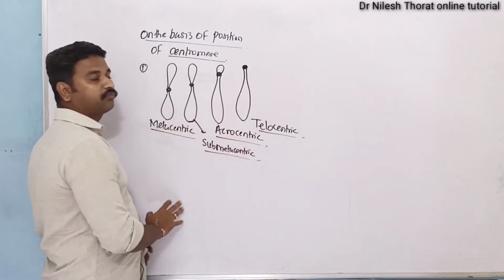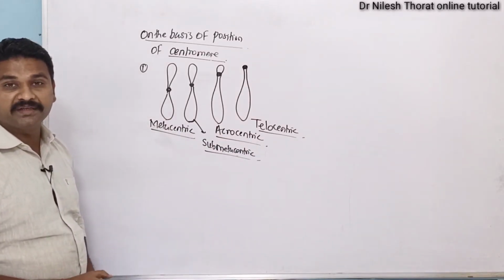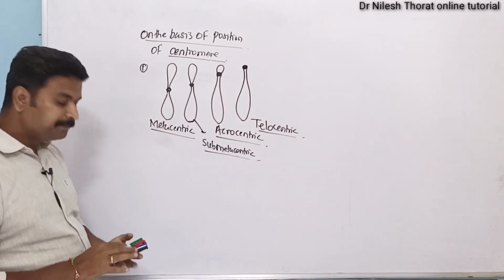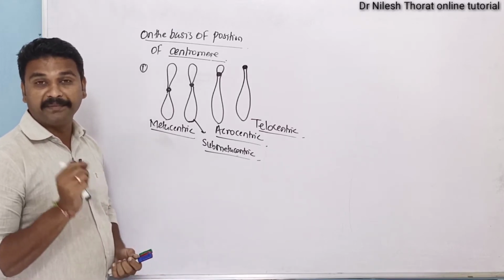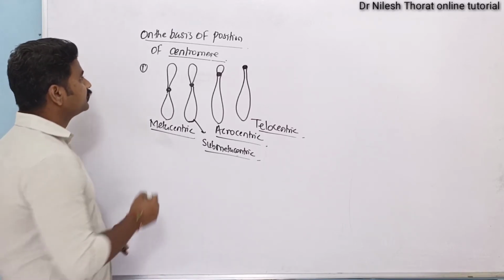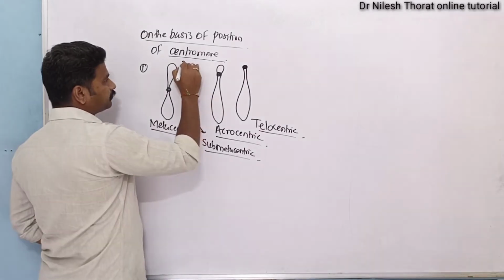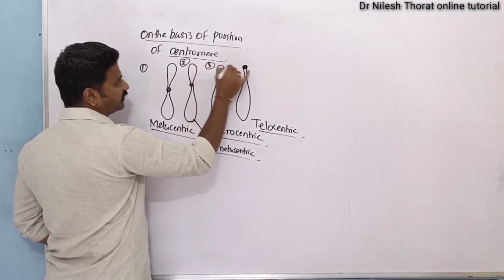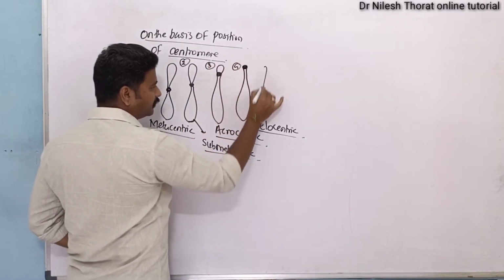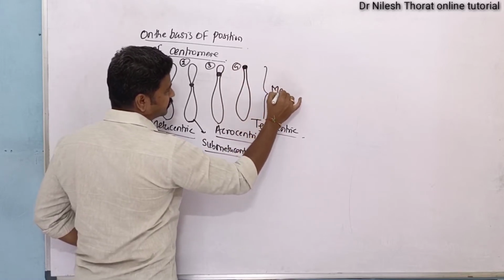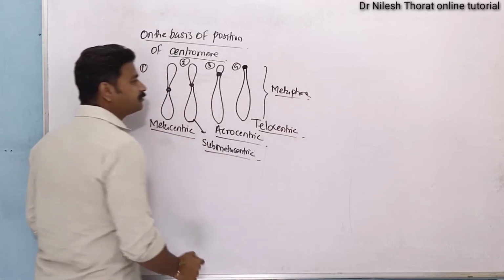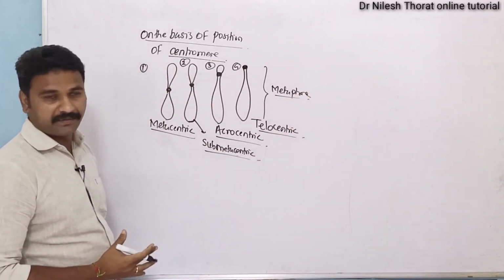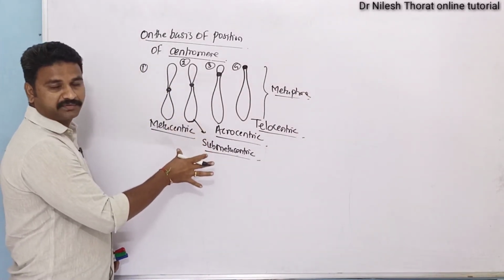So we can observe these four types of chromosome on the basis of position of centromere, and these types of chromosome are found in metaphase of cell division. So this classification on the basis of centromere is found in metaphase. In metaphase, the chromosomes are arranged at the equatorial plate and we can visualize this type of structure.